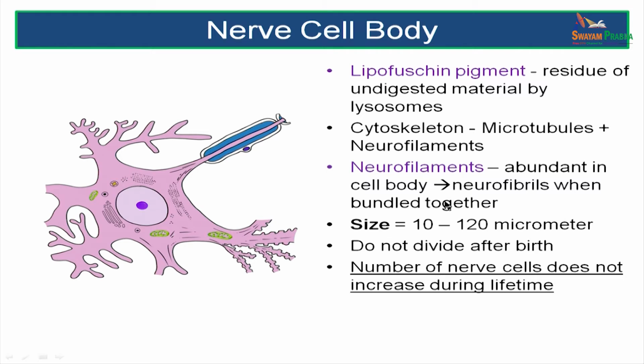There is also a pigment called lipofuscin, which is a residue of undigested material of lysosomes. The neuron also has a cytoskeleton made up of microtubules and neurofilaments. The neurofilaments are abundant in the cell body and they are bundled together. The microtubules help in transport of substances throughout the neuron. Remember always that the number of nerve cells never increases in your lifetime, as nerve cells do not have functional centrioles.